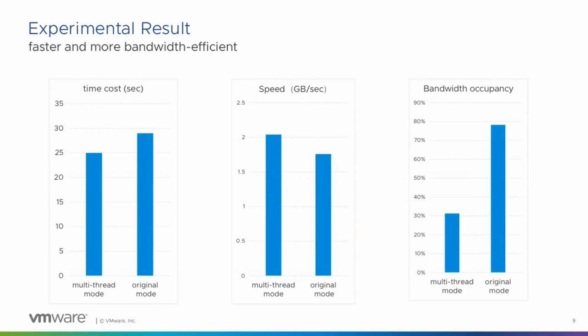Through the experiment, we obtained the following data. 1. While transferring 51 gigabytes of data, the multi-threaded compression transfer mode took only 25 seconds, whereas the traditional transfer mode took about 29 seconds. 2. In terms of transmission speed, the multi-threaded compression transfer mode is about 15% faster than the normal transfer mode. Meanwhile, the bandwidth occupancy of the multi-threaded compression transfer mode is only about 40% of that of the traditional transfer mode.